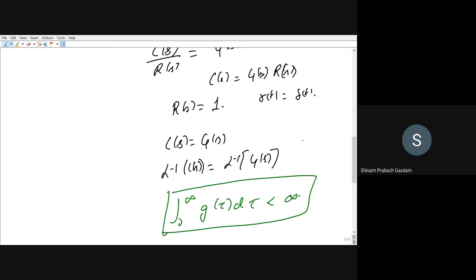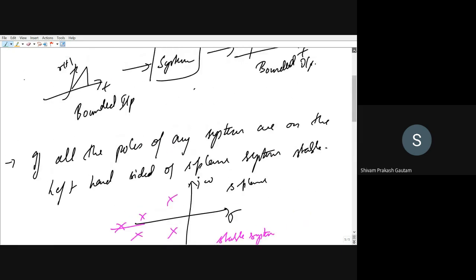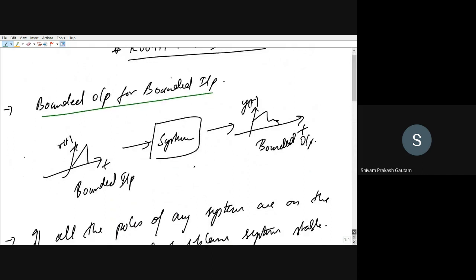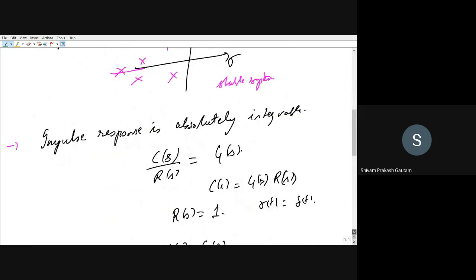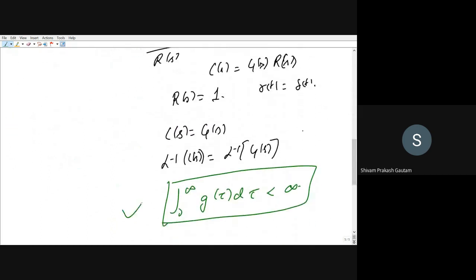So there are three conditions to say whether our system is stable or not. The first condition is that it should give bounded output for bounded input. The second condition is that all the poles of the system should lie on the left hand side. The third condition is that its impulse response should be absolutely integrable. If your system follows any of these rules, then your system is said to be a stable system.